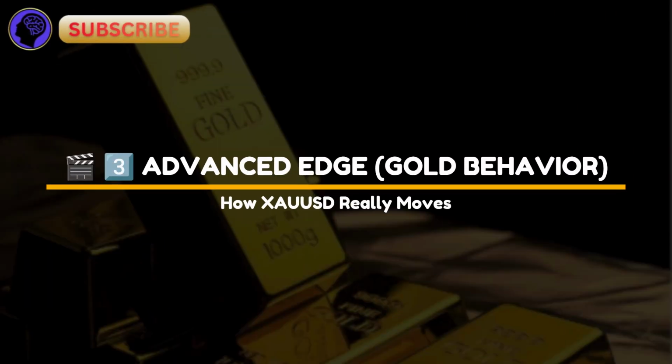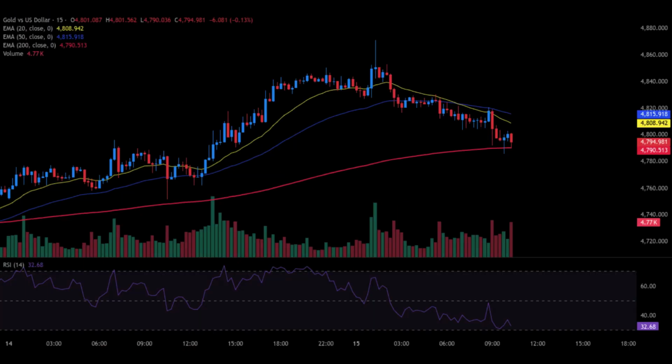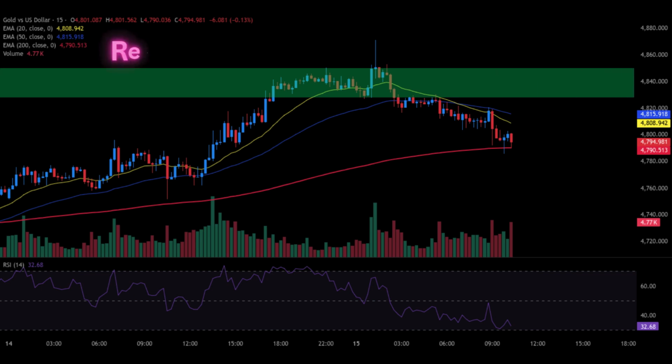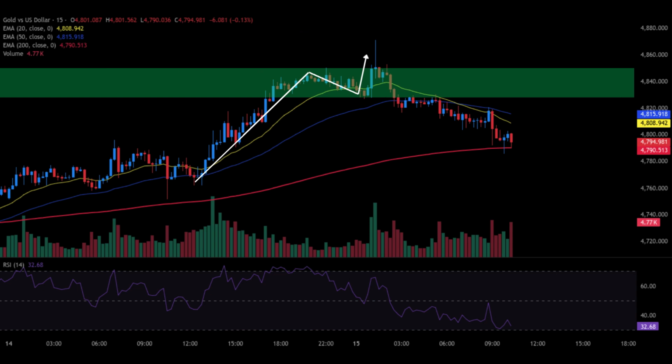Advanced edge, gold behavior. How XAUUSD really moves. Now my friend, this is where gold is different. Gold doesn't respect your level immediately. It takes liquidity first. See this, breakout. Most traders enter here. Then market reverses.